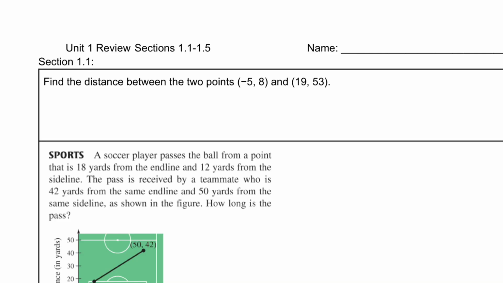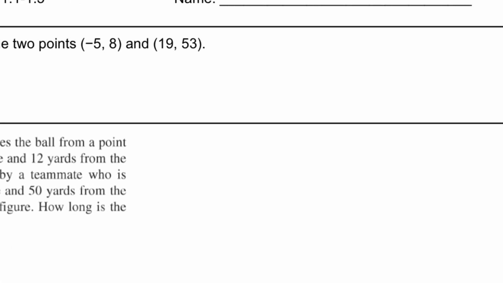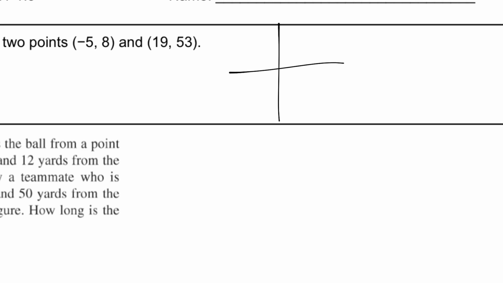This is a review for Unit 1, Sections 1.1 through 1.5. In Section 1.1, we cover distance between 2 points. So if we consider these 2 points, I'm just going to approximate -5, 8, 19, 53, not to scale.